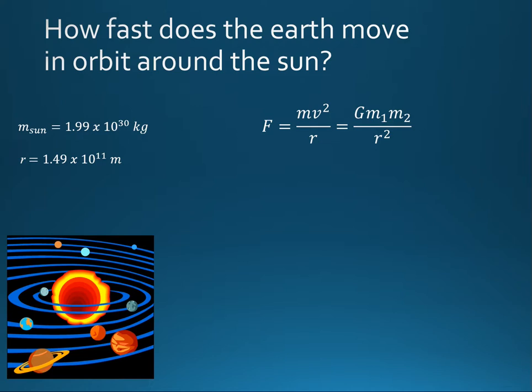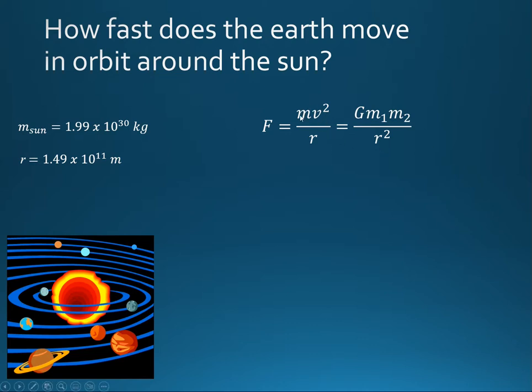How fast does the Earth move in orbit around the Sun? Two things are listed for you here, the mass of the Sun as well as its radius. Or sorry, that's not the radius of the Sun. It's the orbital radius of the Earth around the Sun. So in order for something to orbit the Sun, the force of its acceleration would need to be equal to the gravitational force. So we can say that mv squared over r has to be equal to Gm1m2 over r squared.